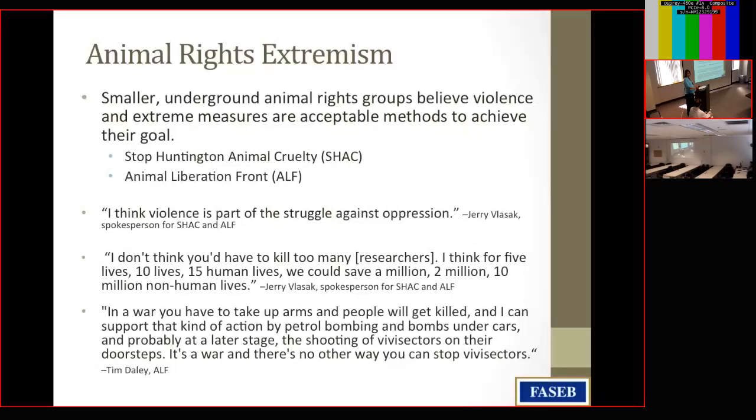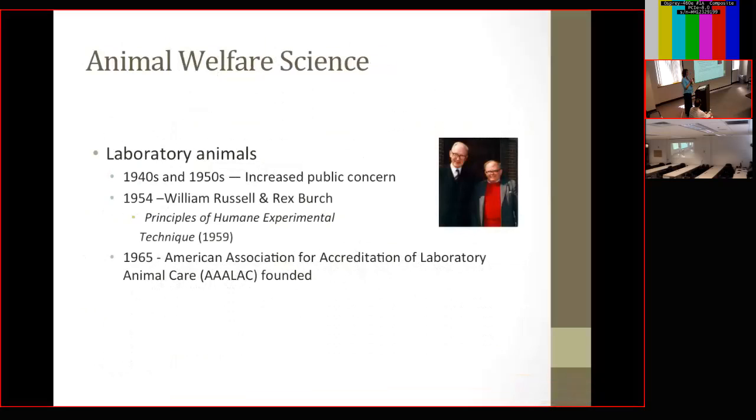So next, I will talk about how the concept of animal welfare as it relates to research animals has evolved over time in the US. In the 1940s and 1950s is when we first started seeing this increased concern by the public about the use of animals in research, and specifically as it related to pets. People were afraid that pet dogs and cats were going to be taken and used for research experiments.